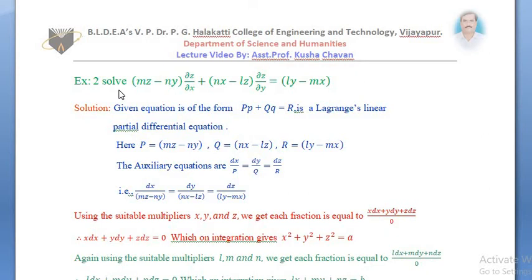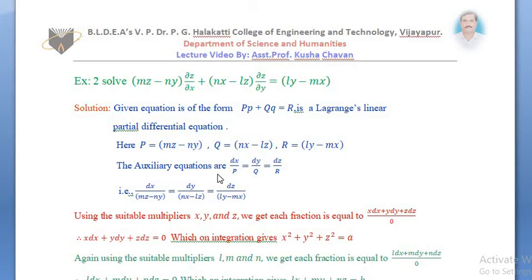Another example: solve the partial differential equation (mz minus ny) dou z by dou x plus (nx minus lz) dou z by dou y equal to ly minus mx. Solution: the given equation is of the form capital P p plus capital Q q equal to capital R, a Lagrange's linear partial differential equation. Here capital P is equal to mz minus ny, capital Q is equal to nx minus lz, capital R is equal to ly minus mx.